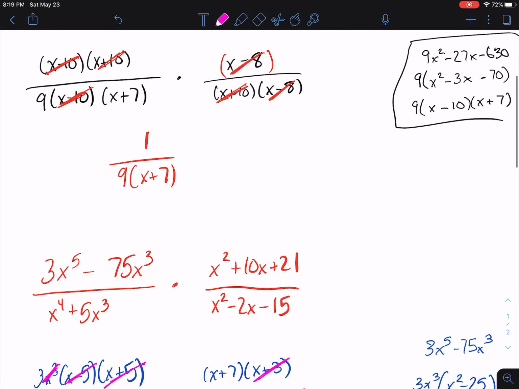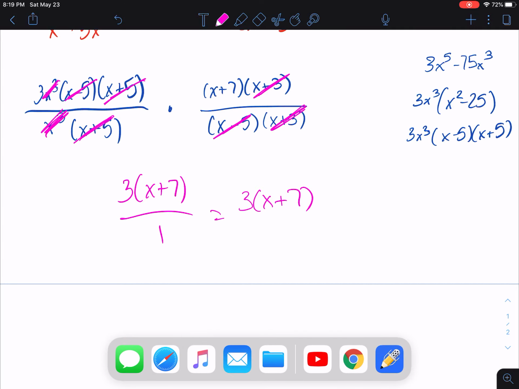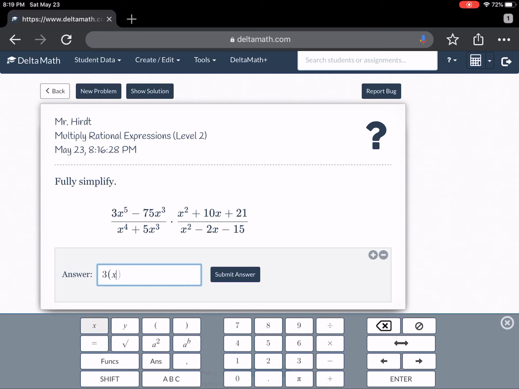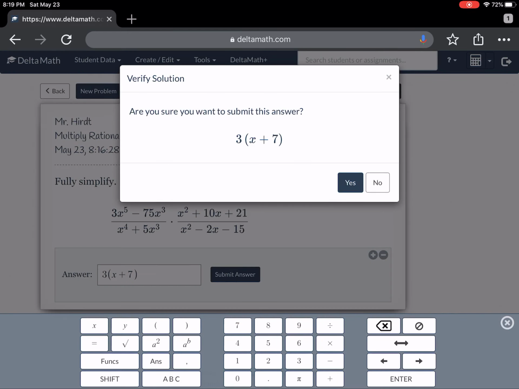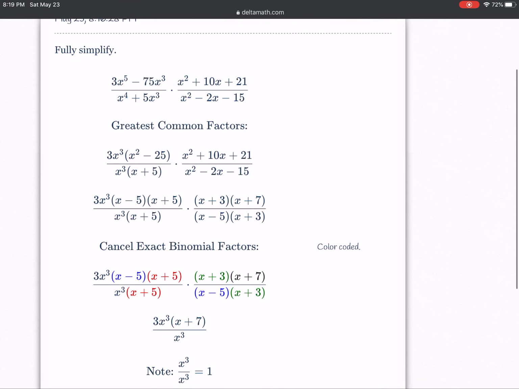So in the last one, we had nothing up top, so we put a 1 in. Well, here, we have nothing on the bottom. You don't have to put that 1 on the bottom if you don't want to. You can, but you're not wrong if you don't, because you're just dividing by 1. So you end up with that 3 and then x plus 7. And there we go. So again, you're just factoring, and that's the whole idea, is to factor everything that we can.